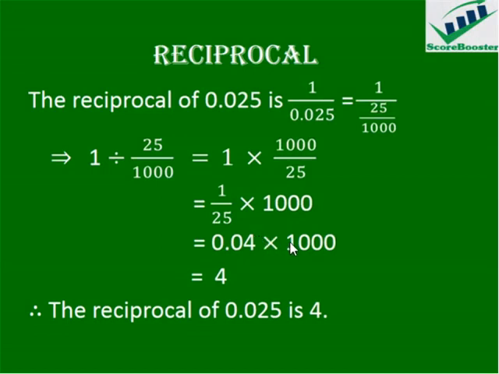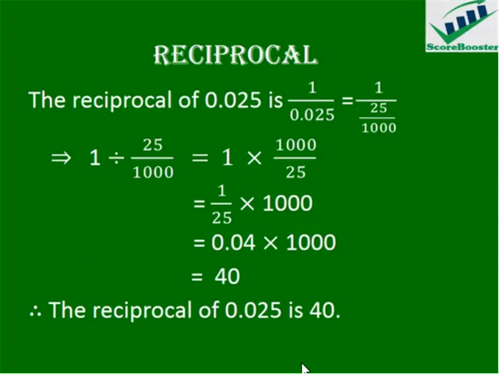So 0.04 multiplied by 1000 will give 40. Therefore, the reciprocal of 0.025 is what? 40. So that is the first part of the second question.